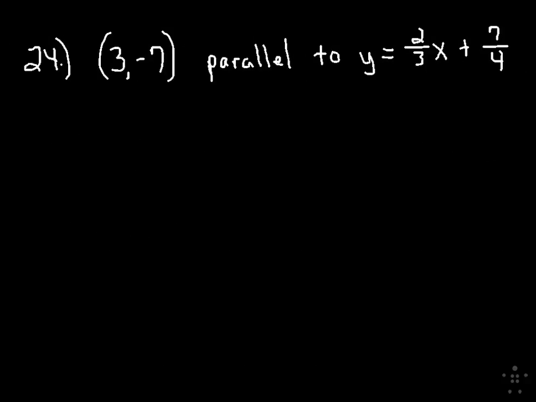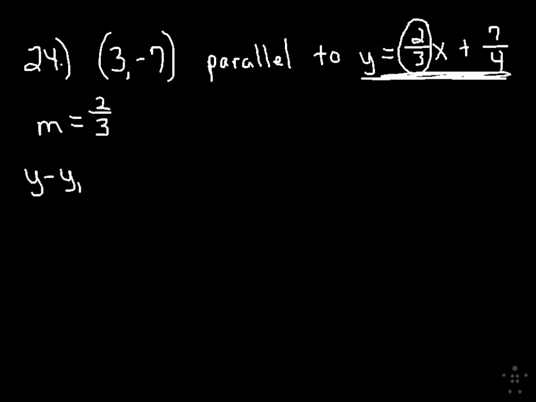We are to put it in standard form, and it passes through the point 3, -7, and is parallel to y equals 2/3 x plus 7/4. Now I like this one already because they already put this one in slope-intercept form, and so there's my slope. So I know my slope is the same thing since it's parallel. Parallel lines have the same slope, while perpendicular lines have negative reciprocal slopes. So I'm going to use point slope again.